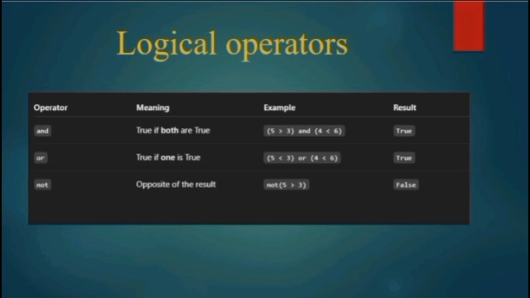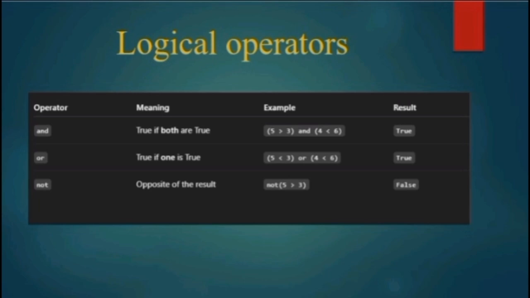Next, or. Or returns true if at least one condition is true. So look at the example. Is 5 less than 3? No, it is false. Is 4 less than 6? Yes, true. So of the two conditions, one is true. So it returns true because 4 less than 6 is true even though 5 less than 3 is false.